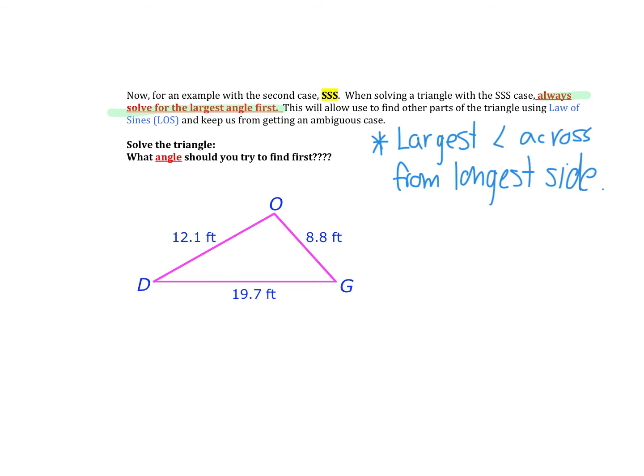And if the largest angle is across from the longest side, the smallest angle is going to be across from the smallest side. The medium length angle is going to be across from the medium length side. And if you think about a right triangle, that should make sense, right? The 90-degree angle is always the biggest one. It's going to be across from the longest side, aka the hypotenuse. So here, we're always going to solve for the largest angle first. So the largest angle is O. It has to be because it's across from the longest side, 19.7.